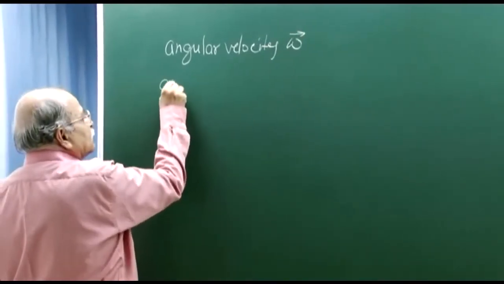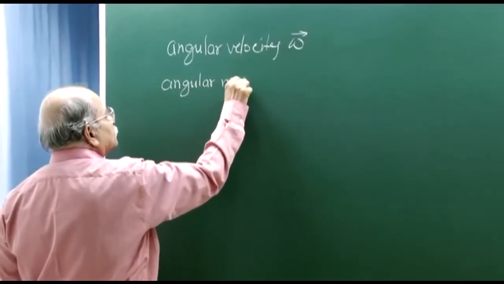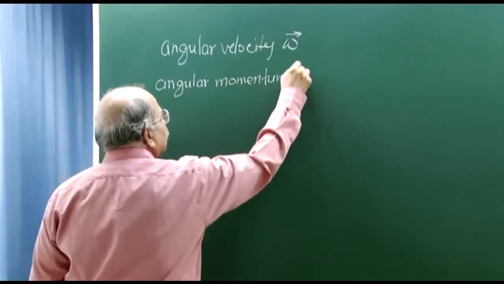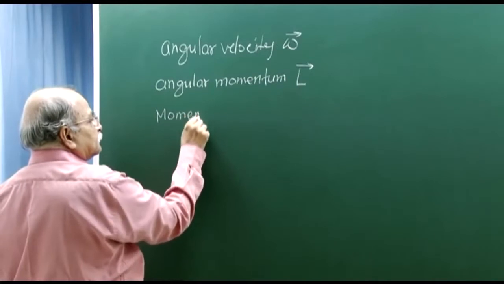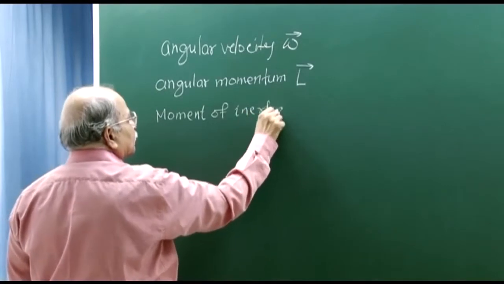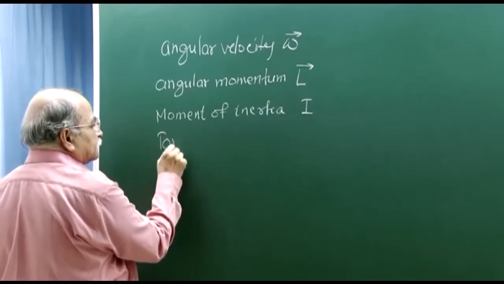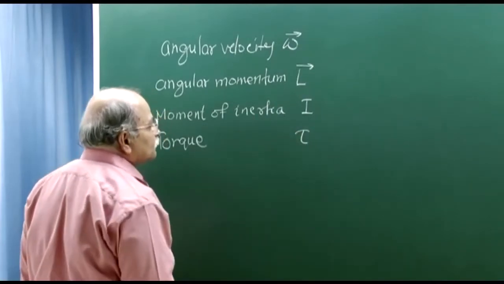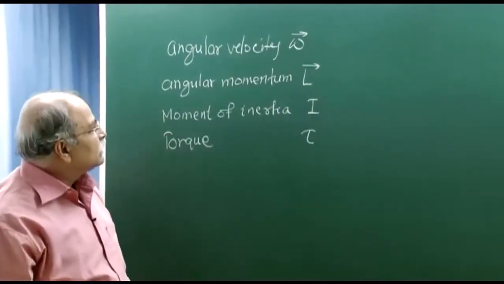Then we have angular momentum, which we write as L. We have moment of inertia, which we write as I. We have torque, which we write as tau. You know all meanings of all these things, I believe so.